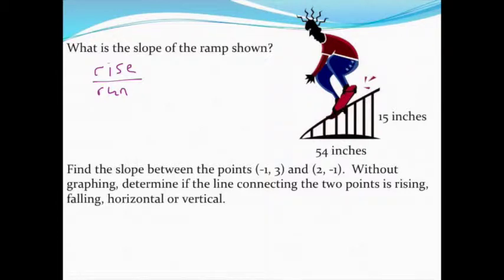So first up, let's find the slope of the skateboard ramp. Well, knowing it's the ramp's rise over its run, I can see from the diagram it rises 15 inches for every 54 inches that it runs.